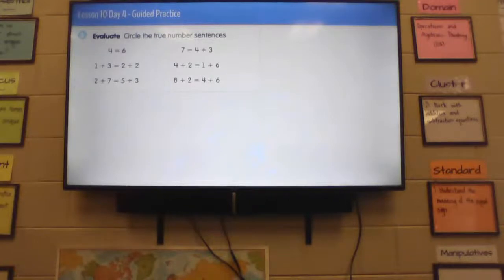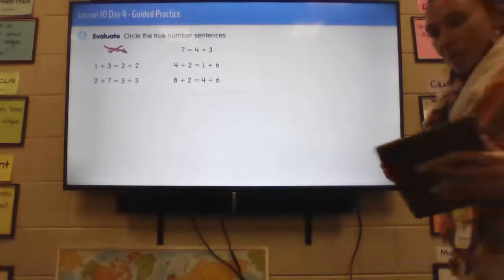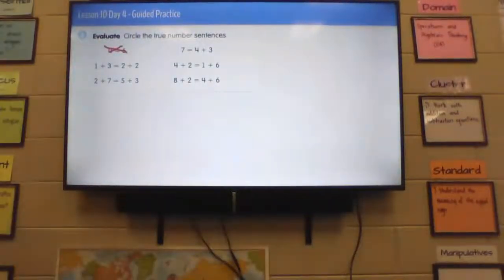Okay, Claire says false. You are exactly right, Claire. It is false because I don't want 4 pieces of candy and then get 6. That's not the same. So I want you to put an X over 4 equals 6. Okay, let's look at the next one.